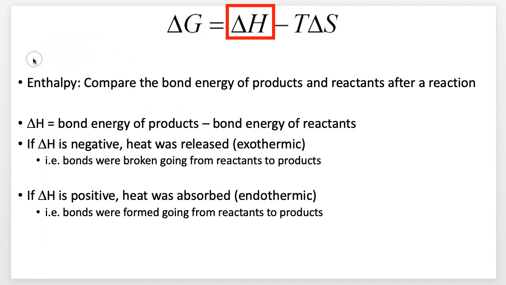So if something is exo, meaning out, thermic, meaning heat, so heat was released, i.e. bonds were broken. This is what you're usually going to think of. This is the first thing I think of when I think of a reaction. Oh, I took a glucose molecule and I broke the bonds and I pulled the energy out.